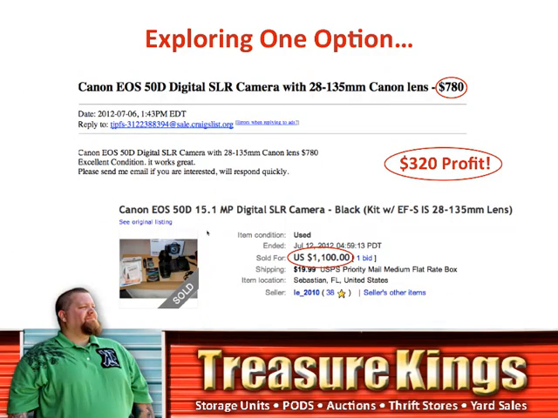Here's another example, and this is one that I personally love. A Canon 50D, EOS 50D digital SLR with a 28-135 lens. This guy wants to sell it for $780. He says it's in excellent condition. It works great. He's a local guy. They are selling on eBay right now the same kit in used condition for right around $1,100. So instantly, you could really turn that around and pretty quickly make around $300.